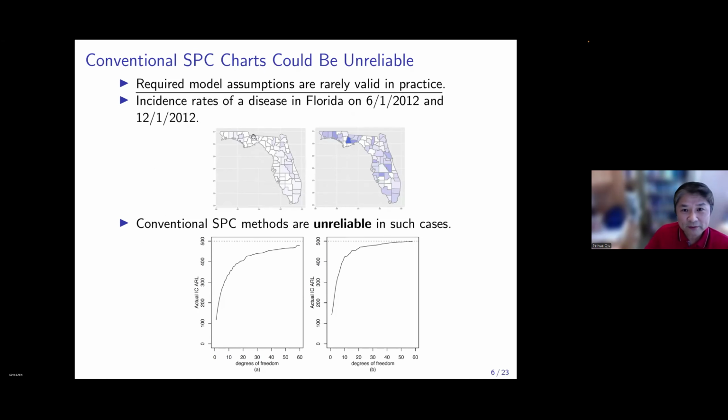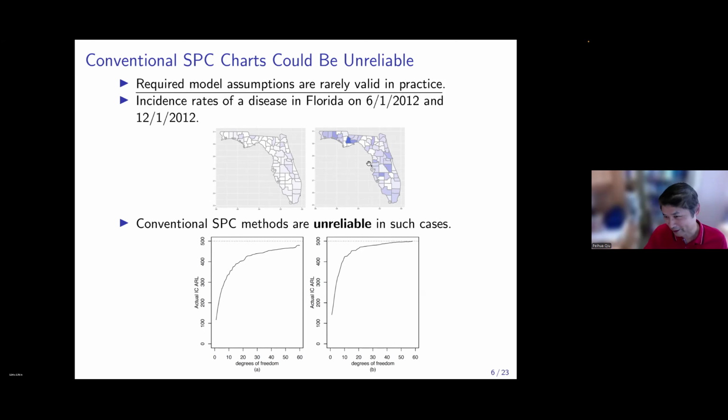The conventional SPC charts could be unreliable when one or more of their model assumptions are violated. In the environmental data I presented before, IID, normality, all those assumptions are violated. Here, let me present another data set. It's about the incidence rates of a disease. This is actually flu incidence rates in Florida on 2 specific days. This is the summertime, June 1st, 2012. This is the wintertime, December 1st, the same year, 2012.